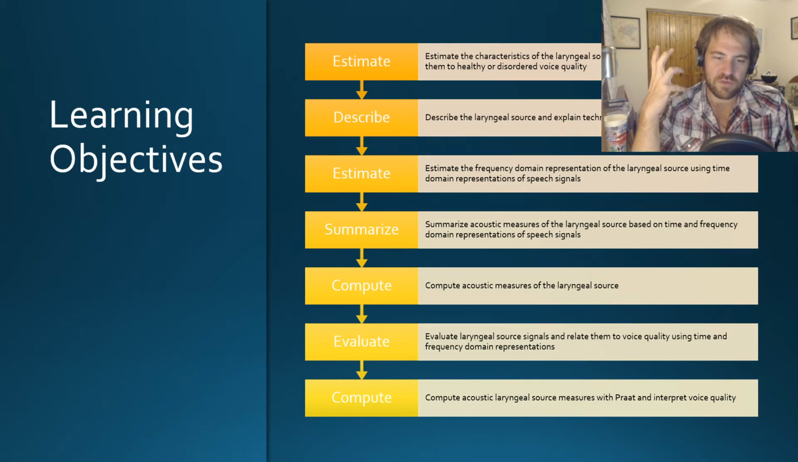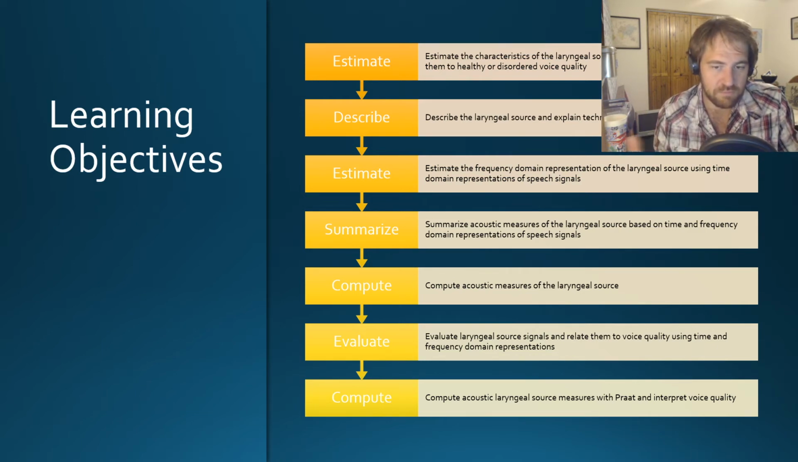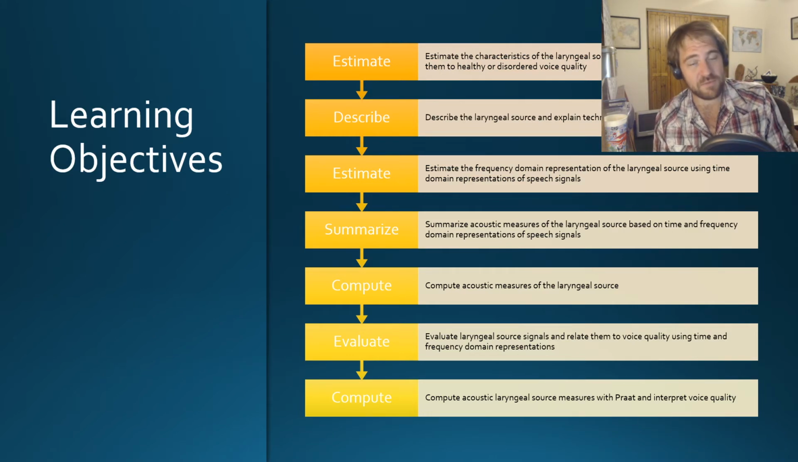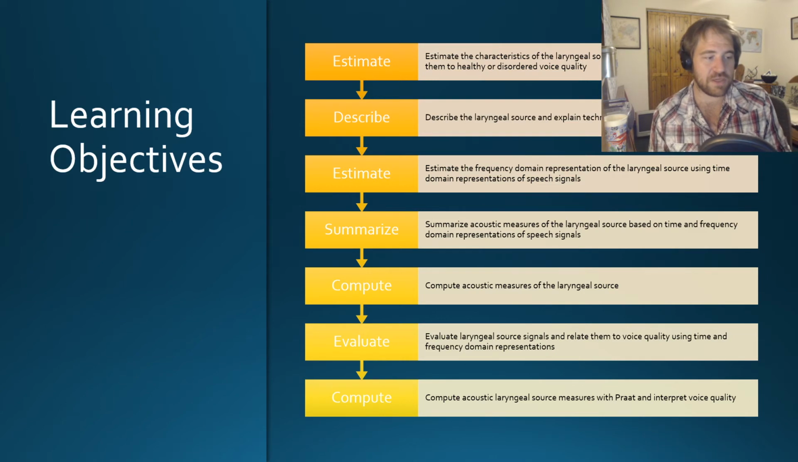We're going to summarize acoustic measures of laryngeal source based on time and frequency domain representations. So basically, how are we measuring what's going on in the laryngeal source, and how do those relate to the different domains that we've talked about in the previous 2 weeks. We're going to compute acoustic measures of the laryngeal source. So there's more of that math that some of you worry about, but it's not that hard. If you've been okay with the math we've done so far, it's along the same lines, so you'll be just fine.